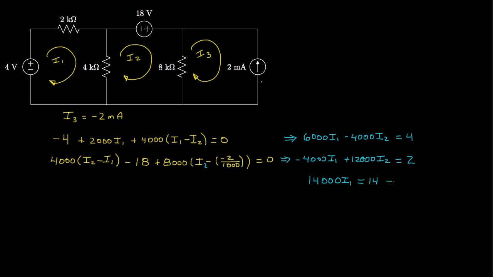So we would determine that I1 is 1 milliamp. And then we could use either one of these equations. If we substitute for I1 here, we would have negative 4,000 times 1 milliamp. So that would be a negative 4. Take it to the other side, that would be a 6. 4 plus 2 is 6. So I2 would be 6 divided by 12,000, or 1/2 of a milliamp.